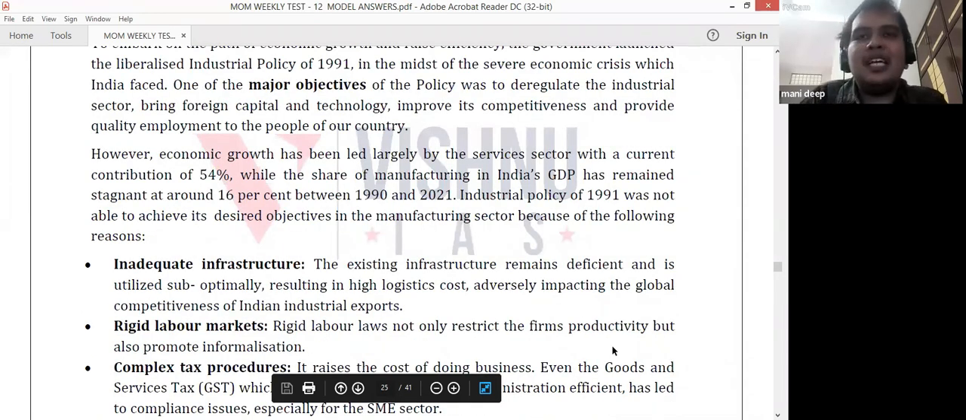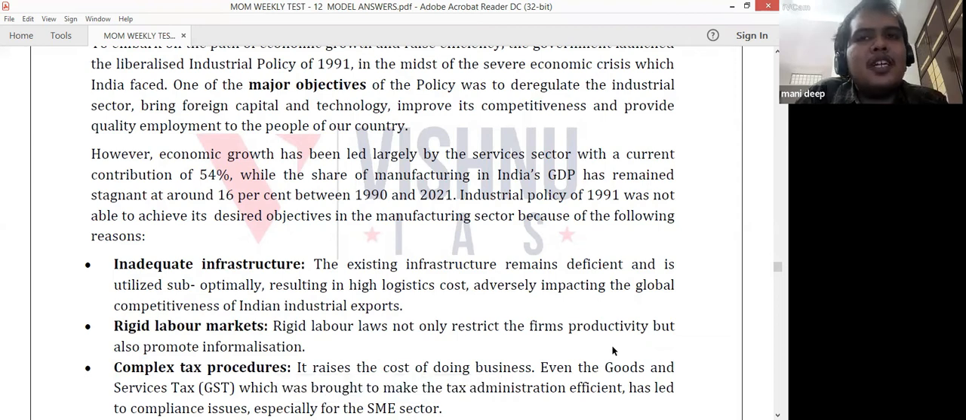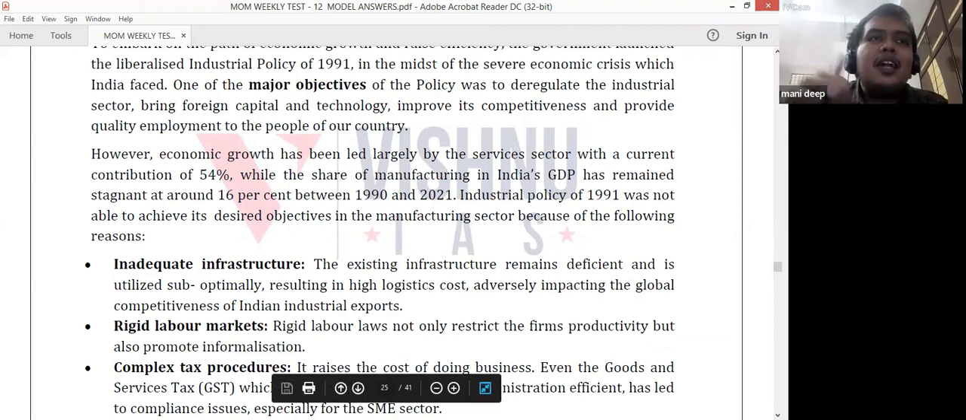The other thing you should write: even you can write about inadequate infrastructure. You can link up with question 13 and you can quote NMP and NIP.